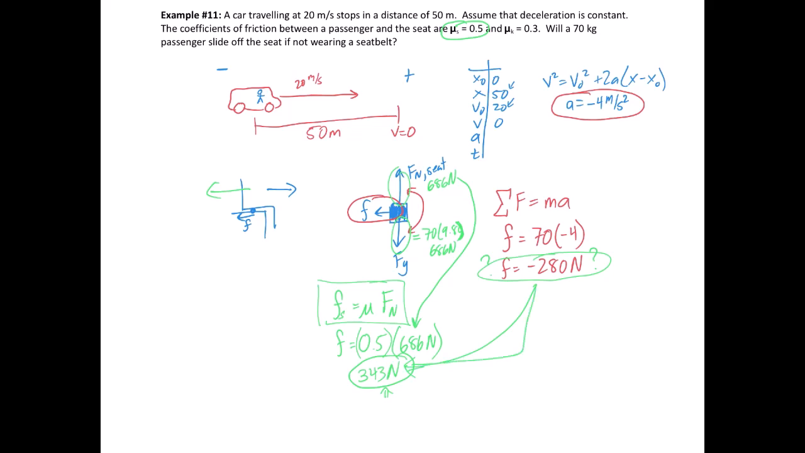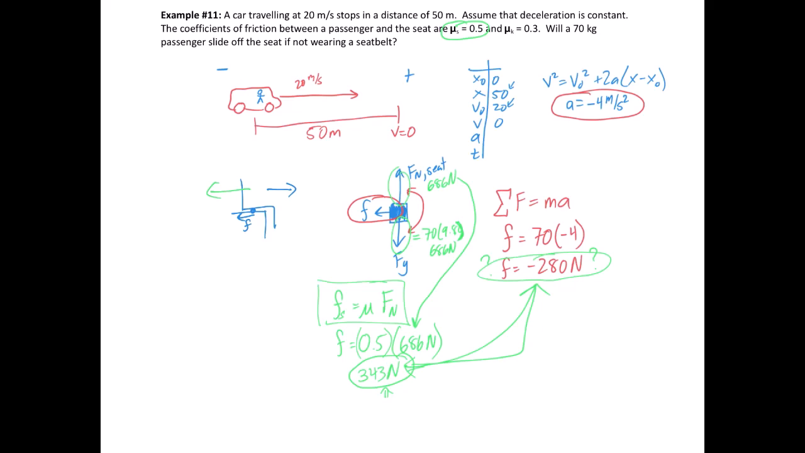So how much friction is the seat providing? Exactly enough as what it needs. So the static friction here will be 280 newtons, so that I accelerate at the same rate as the car. But it means that I could stop a little bit faster, stop in a slightly shorter distance, and still that friction would be enough to keep me from flying.